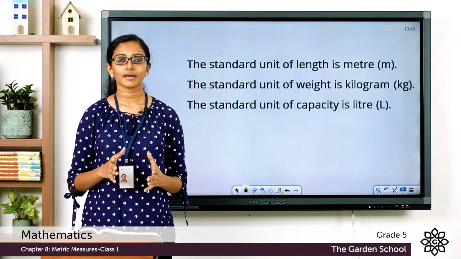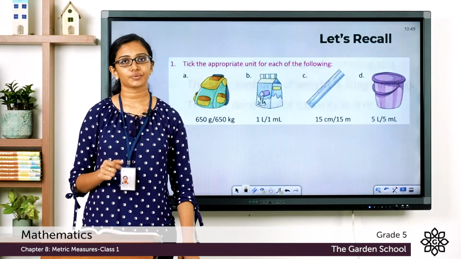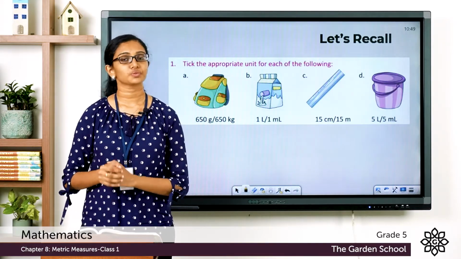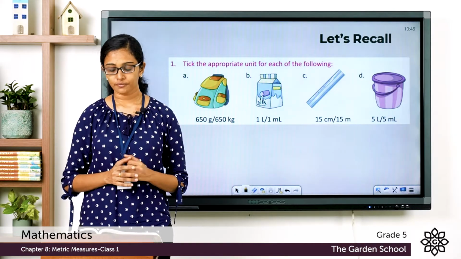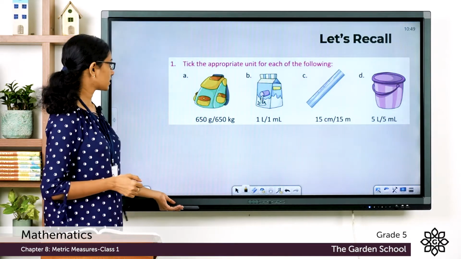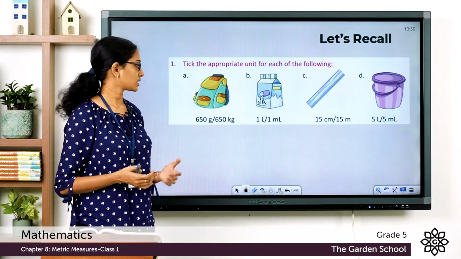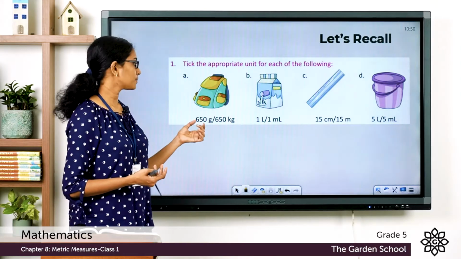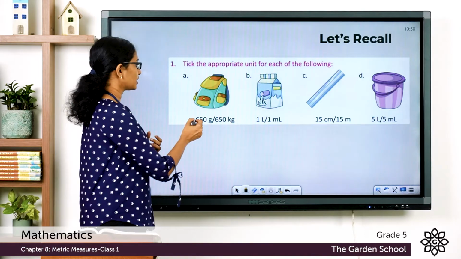So all of you please take your maths textbook and turn to page number 127. There is a let's recall page given there and a few questions are given there. Let's go through these questions. The first one, take the appropriate unit for each of the following. You can see some figures given there. The first one is a school bag. And how would you say the weight of a bag? Can you guess? Would it be 650 gram or would it be 650 kilogram? It would be 650 gram.